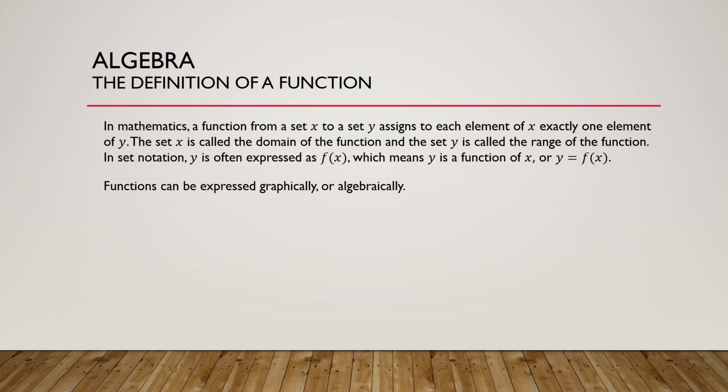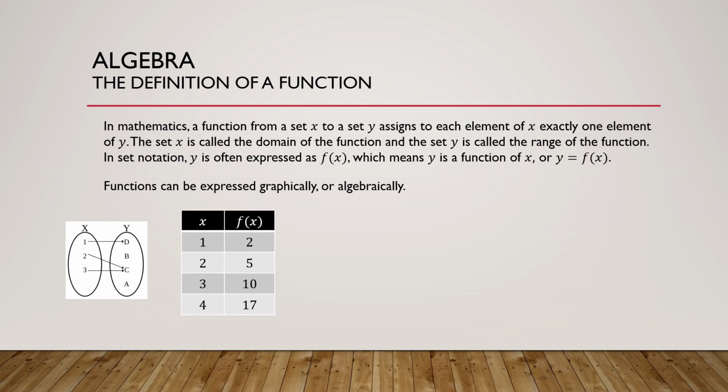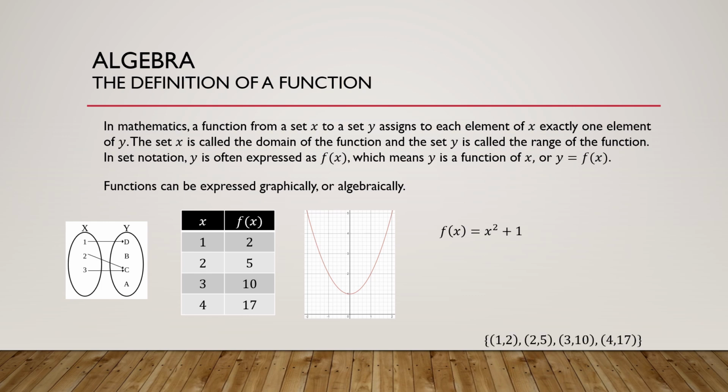Functions can be expressed as a diagram with the arrows depicting the function relationships, as a graph of ordered pairs on a two-dimensional graph, as an algebraic equation, or as a set of ordered pairs. All of the above are functions.